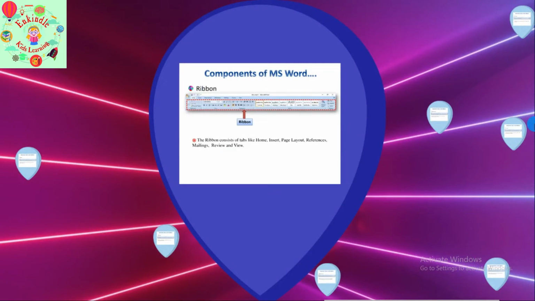The ribbon is a user interface element which was introduced by Microsoft in Microsoft Office 2007. It is located below the Quick Access toolbar and the title bar. It comprises 7 tabs: Home, Insert, Page Layout, References, Mailing, Review, and View. Each tab has specific groups of related commands. It gives you quick access to the commonly used commands that you need to complete a task.